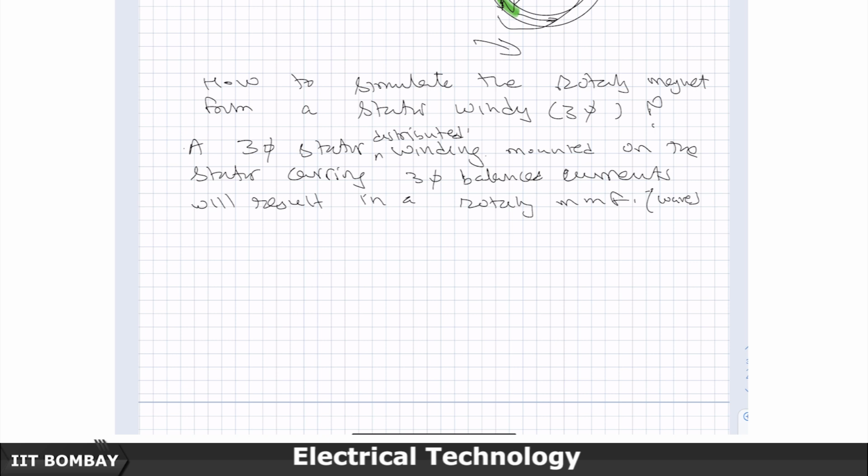Since there is an MMF, automatically you divide it by the reluctance, and you will therefore also get a B wave, a rotating flux density wave, which is effectively saying that I am having a rotating magnet at the stator. Without causing anybody to do any rotation there, from electricity itself I am going to create a rotating MMF wave. How?